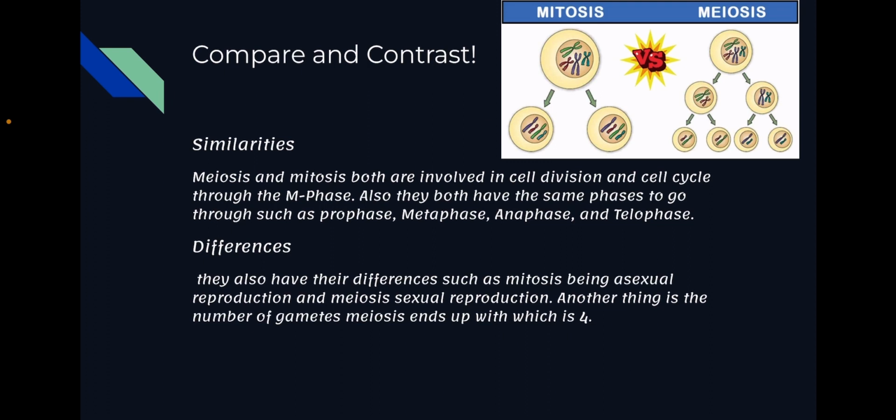Some differences are that mitosis is asexual reproduction and meiosis is sexual reproduction. Another thing is the number of gametes meiosis ends up with, which is 4, and mitosis ends up with 2.